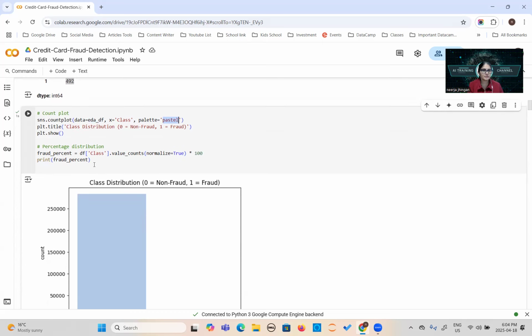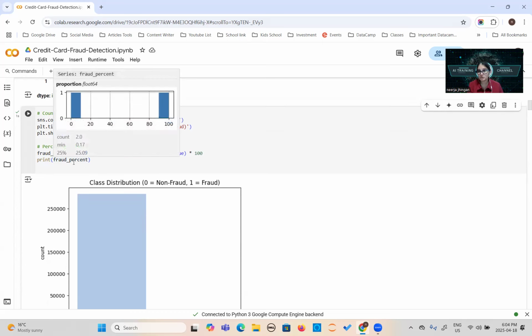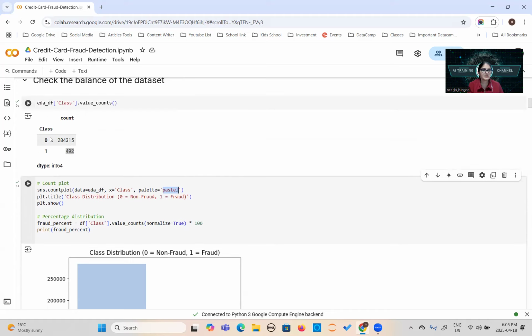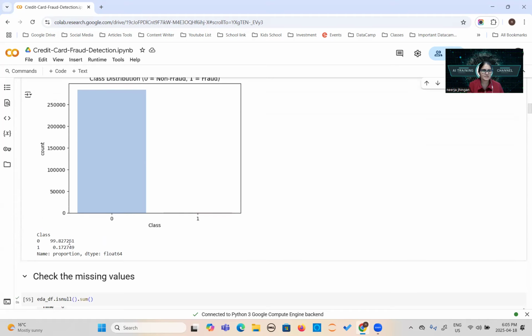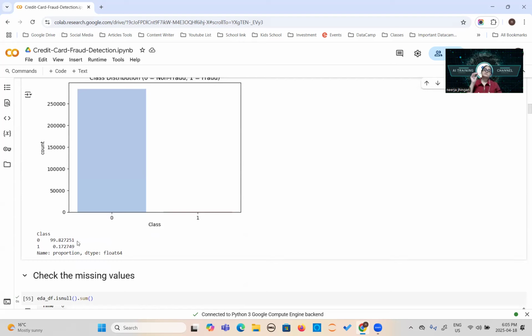Here we are just calculating the percentage of fraud detection, because here we are just looking at the numbers. If you are interested in the percentage, you can also do that. See, 99% of your records belong to non-fraud, right? And only 0.17% of records are fraud, or fraud transactions, not person, sorry.